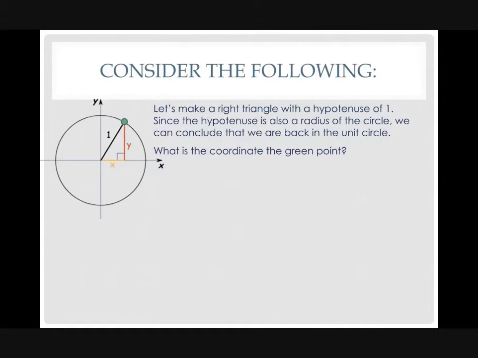Now, what is the coordinate of the green point? Well, it's gone x units over to the right and y units up. Therefore, its coordinate is xy.